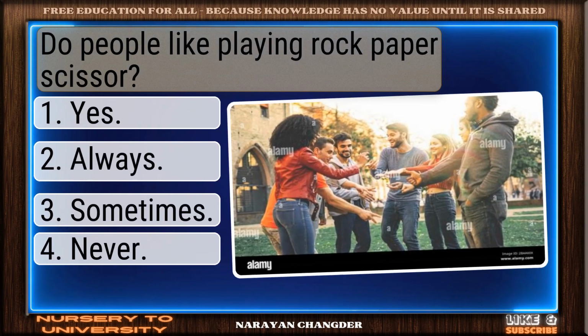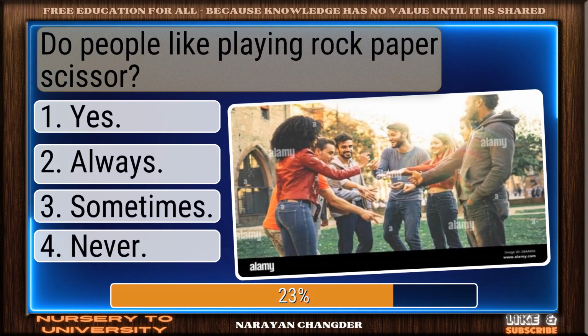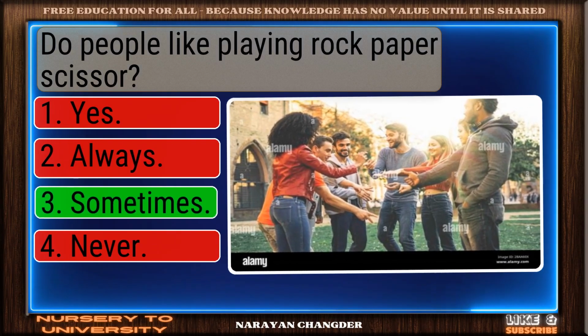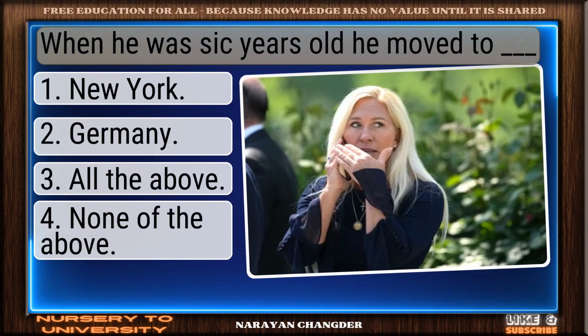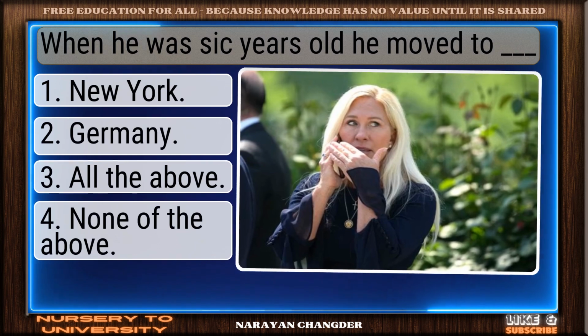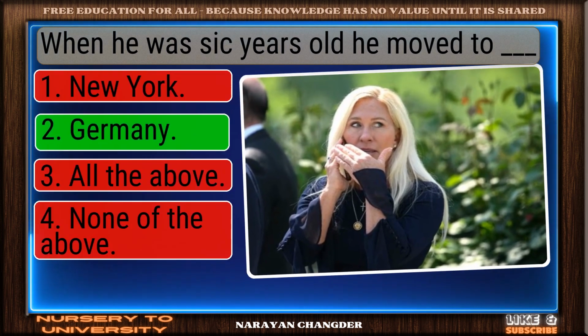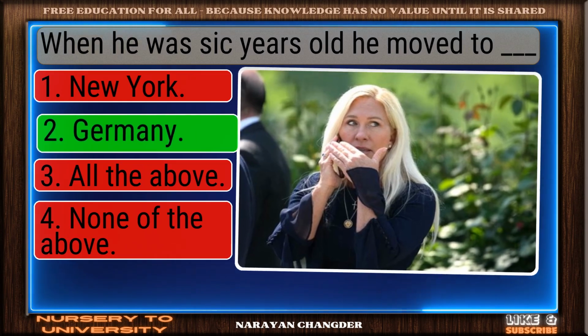Do people like playing rock, paper, scissors? Correct. Sometimes is the right answer. When he was 6 years old, he moved to dash. Bravo. Germany is the answer.